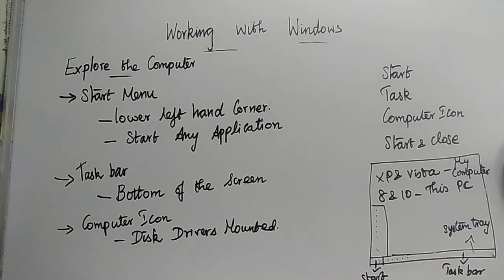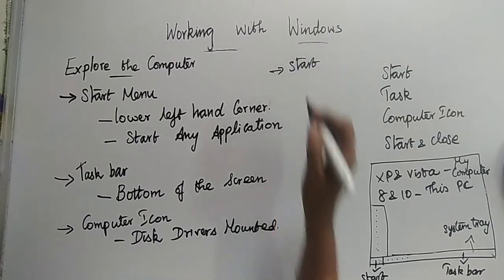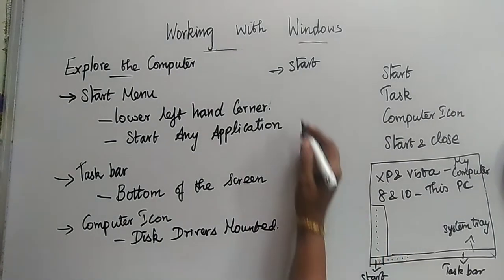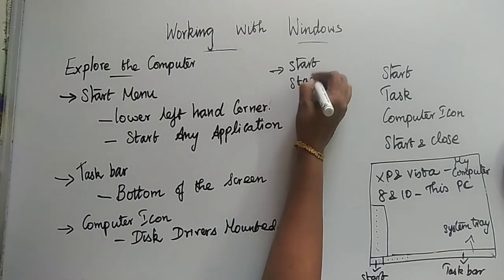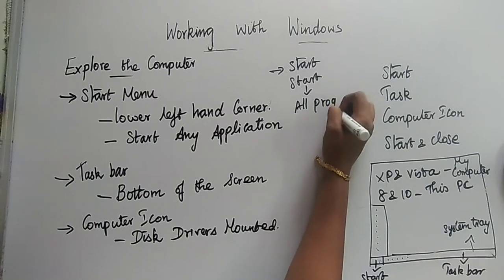Yes, now we can see just a simple thing: how to open Paint. How can you open a Paint window? You have to click start. Your pop-up will be displayed for you. From this you have to select all programs. So I will write it here: start. Next you have to click all programs.